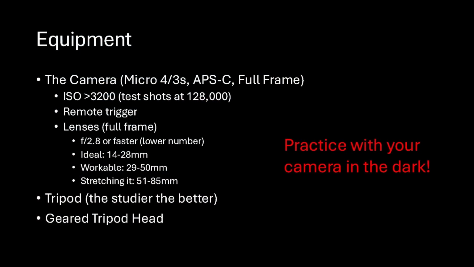And the thing that makes it most easy is having a high enough ISO. So the actual capture of the Milky Way, you would never do at 128,000. There's too much noise. And we can talk about digital noise, the types of noise. However, when you're focusing your camera, it's very beneficial to start at 128,000 ISO.